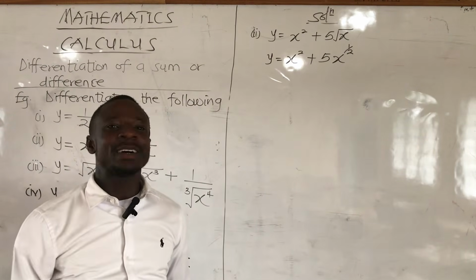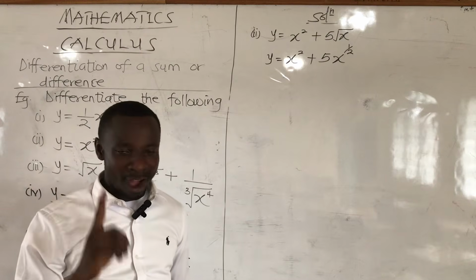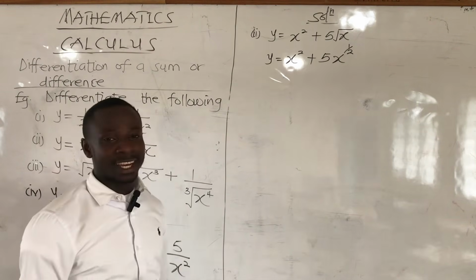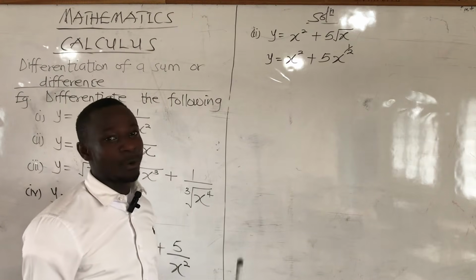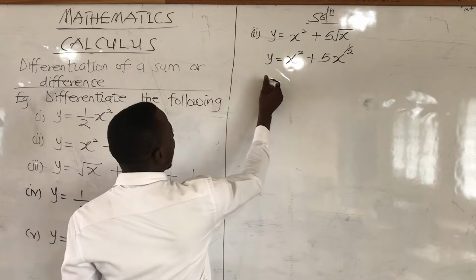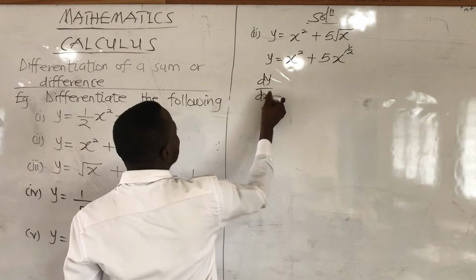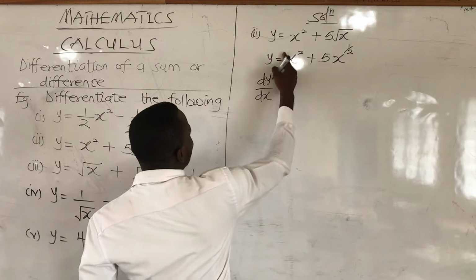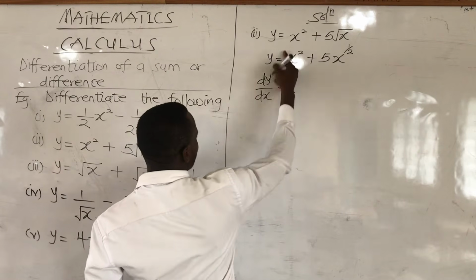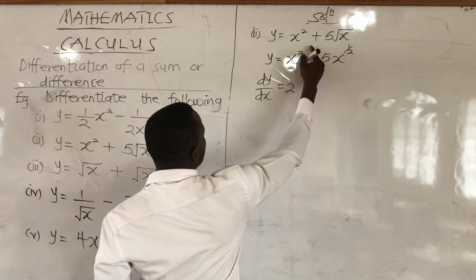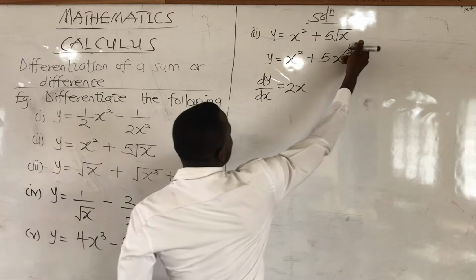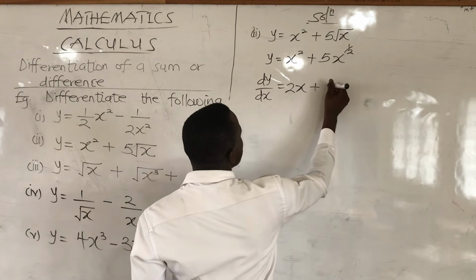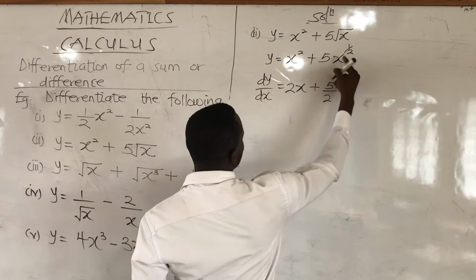Root x is the same as x exponent half, or exponent 1 over 2. Since everything is in its exponential form, we can now differentiate. So we have dy over dx is equal to, this 2 is multiplying the coefficient there, which is 1. So 2 times 1, we have 2, minus 1, we have x. Then the whole half will multiply the 5.